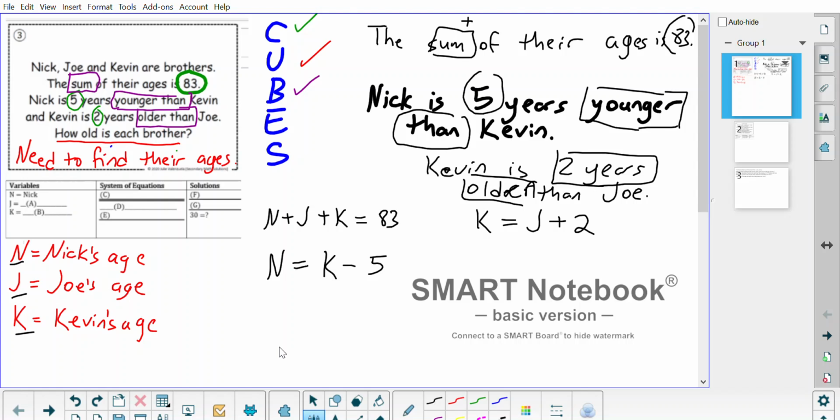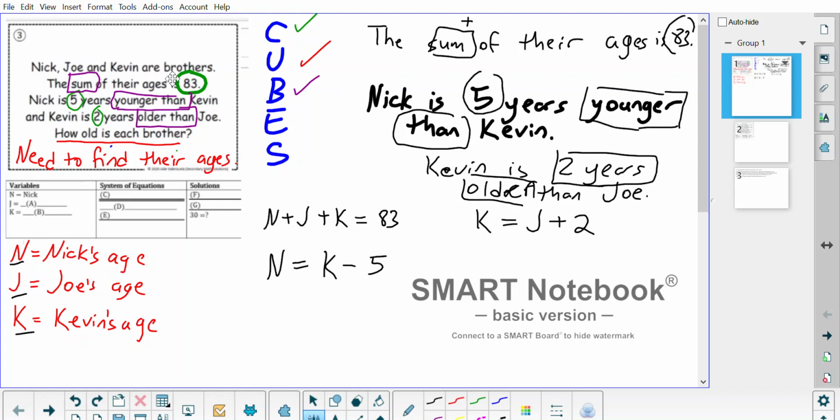So we started a bit on this problem. We started annotating it. So you have your numbers circled, your question underlined, and your math key terms boxed. Okay? From the question, we know that we have to find the ages of each of the brothers. And here in our variables, we named each variable: N is Nick's age, J is Joe's age, K is Kevin's age. So we're not just talking about the numbers of brothers or who the brothers are, but we're talking about their age. Next, we want to start writing our system of equations.